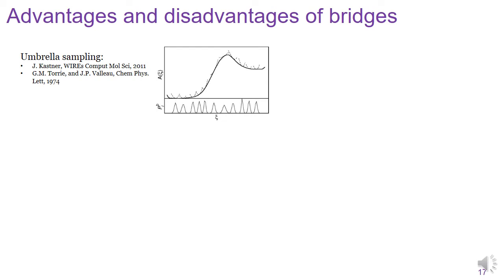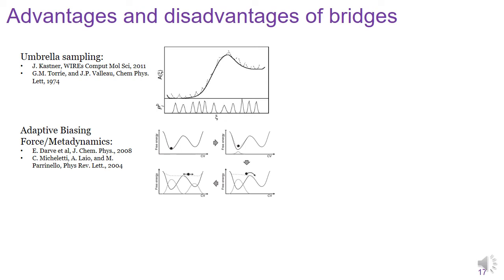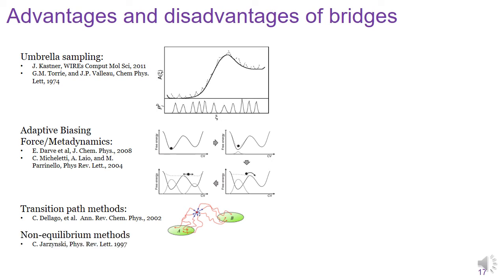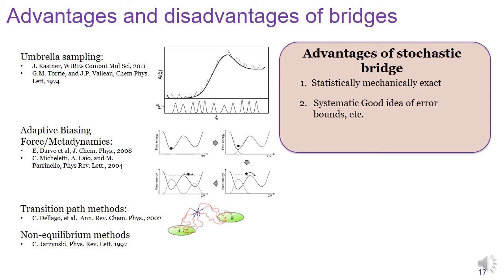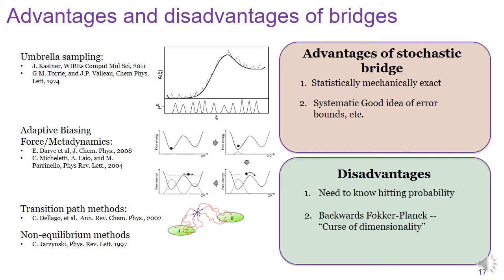So far, we have studied the Brownian bridge as a biasing approach. In fact, in the literature, multiple approaches exist, for instance umbrella sampling, adaptive biasing force, or metadynamics. The transition path method has been applied to chemical reaction systems. Lastly, there are non-equilibrium methods. The advantage of the bridge is that it is statistically mechanically exact, therefore it has a good error estimation. However, the disadvantage is that it has to solve the PDE, which comes with the curse of dimensionality. Now, our question is, how do we resolve the curse of dimensionality?